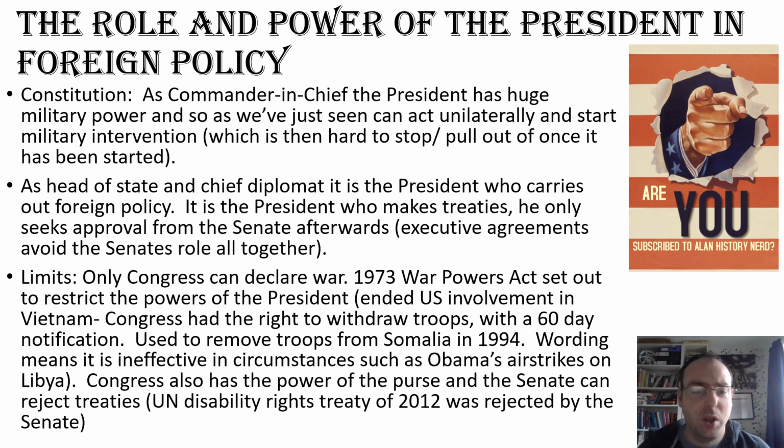And the wording meant it's not always effective, however. So if there are troops somewhere, then it can withdraw them. But when it comes to things like an airstrike, it can't really stop that. And we've seen the power of the purse. I mentioned that already. It can also reject treaties. A notable one in the time of Obama, not the Senate's greatest hour, I don't think, was when they rejected the UN's Disability Rights Treaty of 2012. But again, it shows that the Senate has the power to do that.